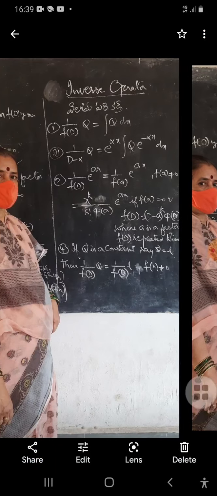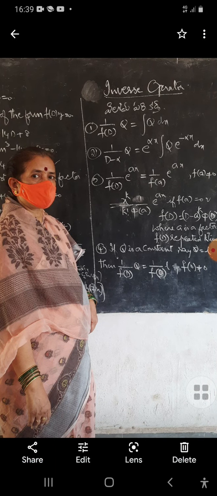Okay. Next, we are going to discuss the inverse operators. 1 by f(D) of Q equal to integral Q dx. 1 by (D minus alpha) of Q equal to e power alpha x times integral Q times e power minus alpha x dx. And further, 1 by f(D) of e power ax is equal to 1 by f(a) into e power ax, where f(a) is not equal to 0.